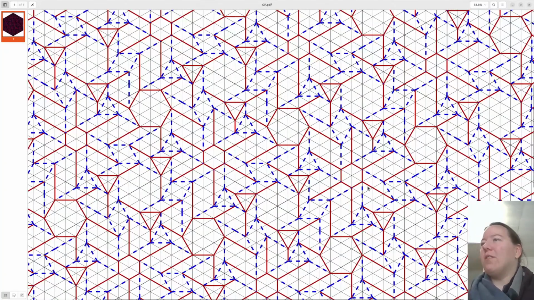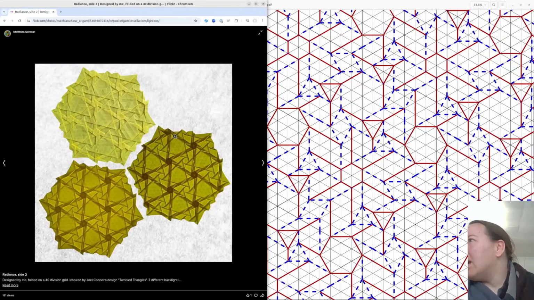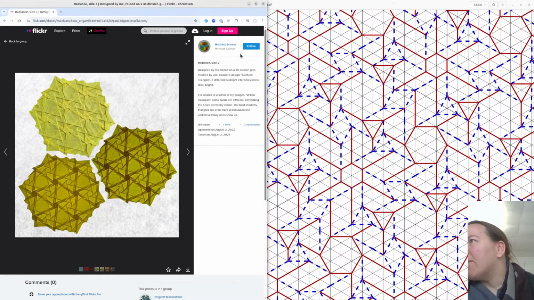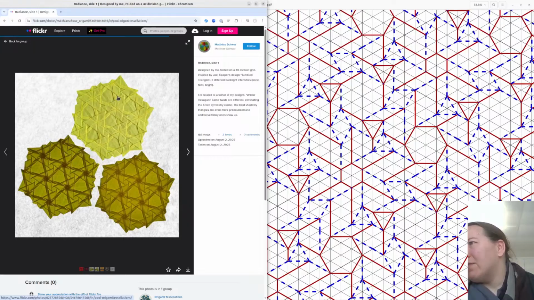And there are some slight differences between what I have and what they have, but all of the twists are on the same side. All the shapes are on the same side between my pattern and theirs. And actually, let me see what the name of this person is. Matthias Schwar. So yeah, very cool pattern. Radiance, says pattern. Has these flagstone motifs on both sides. Very cool.